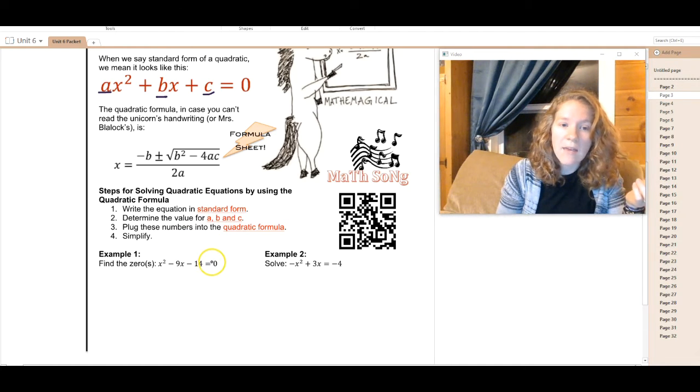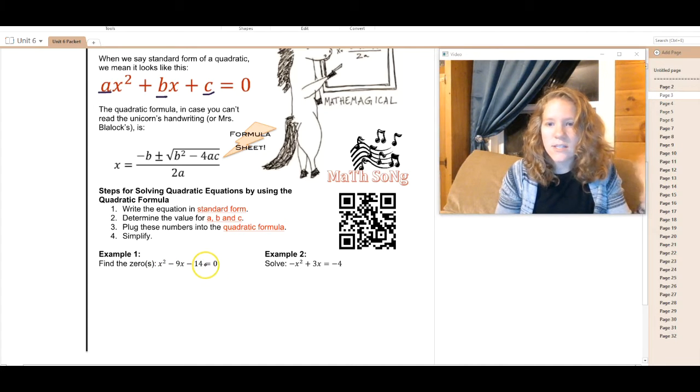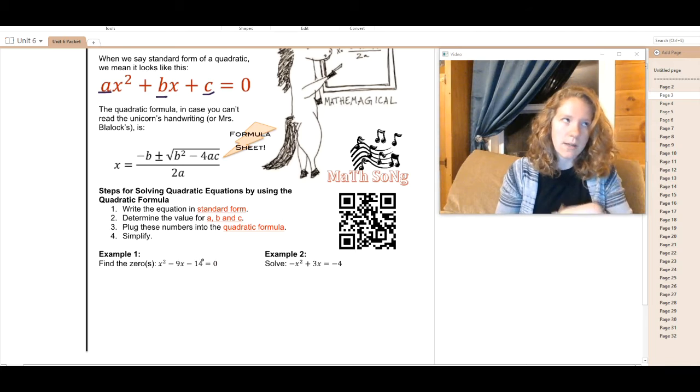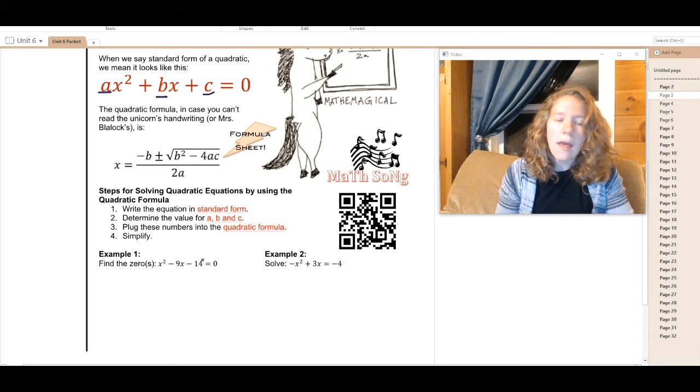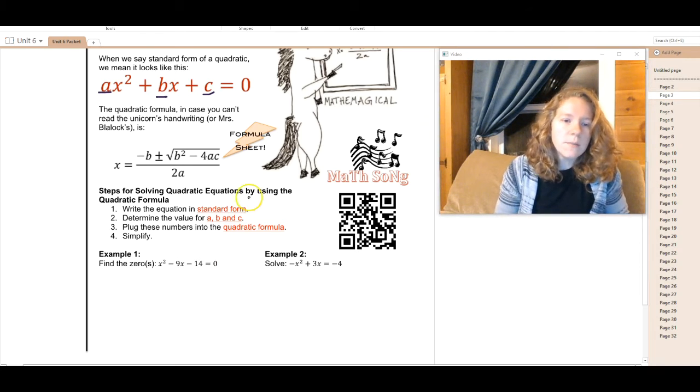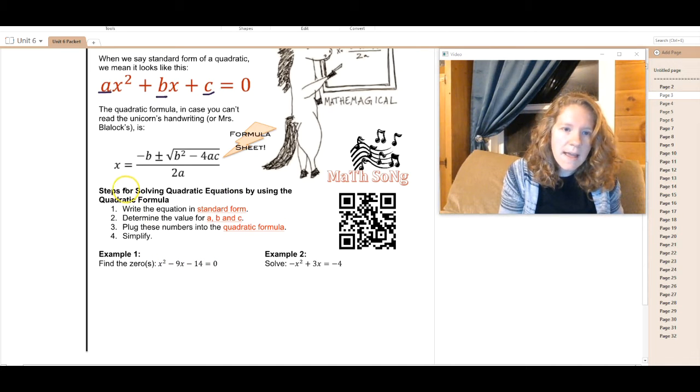So if I gave you a problem that looked just like this, but I had a y here, you would just set it equal to 0, just like we did when we were factoring and solving by square roots. All right, so I'm going to determine the value for a, b, and c.